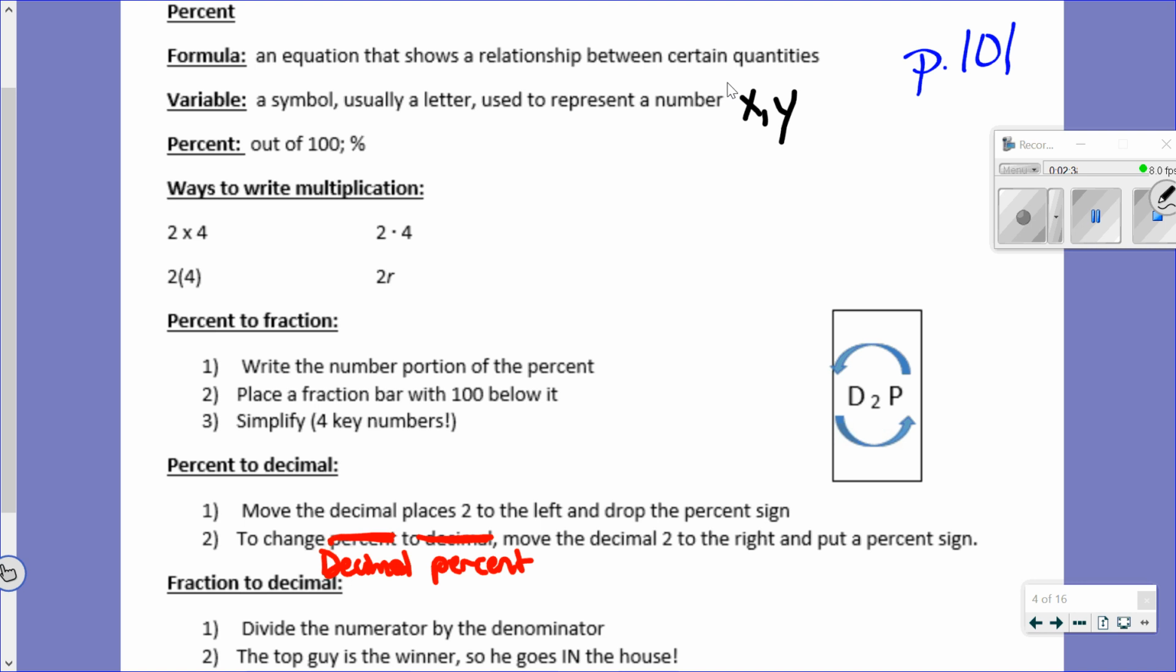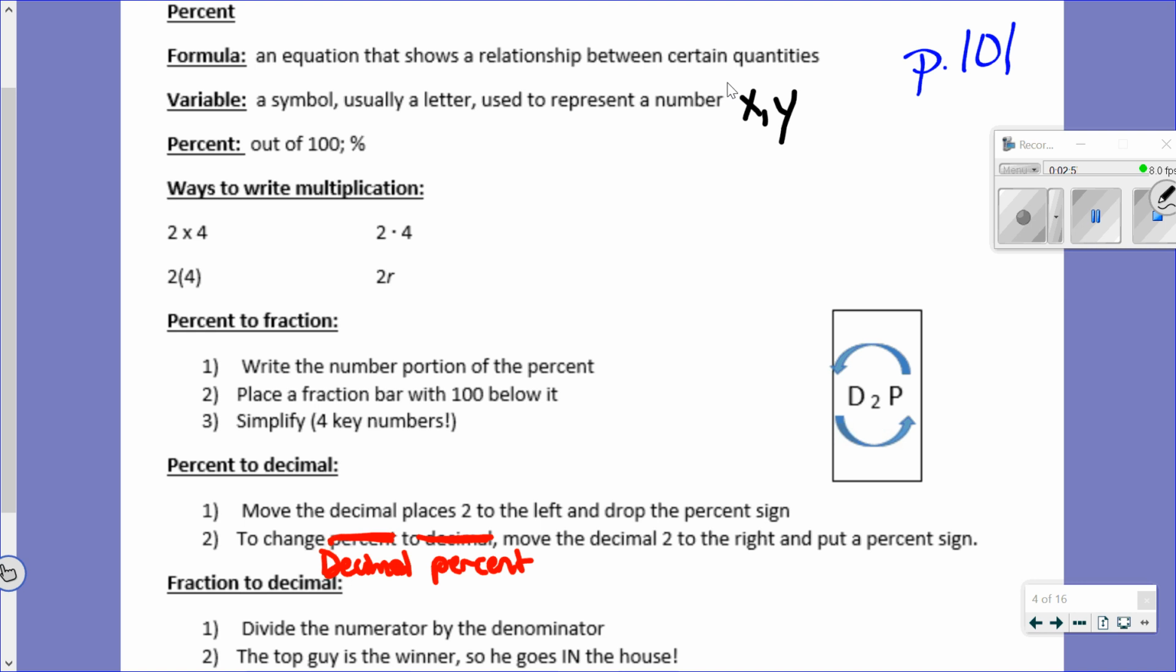How many cents are in a dollar? 100. How many years are in a century? 100. Guess what cent means? 100. So the word is actually the definition. Percent means out of 100. That is the definition of percent.